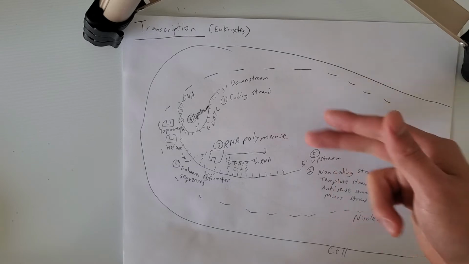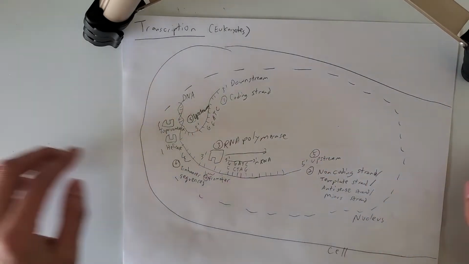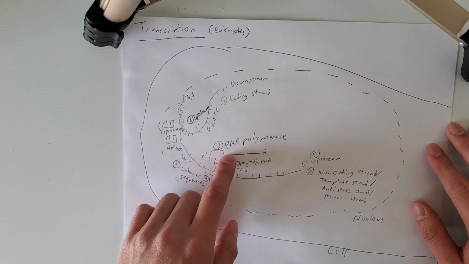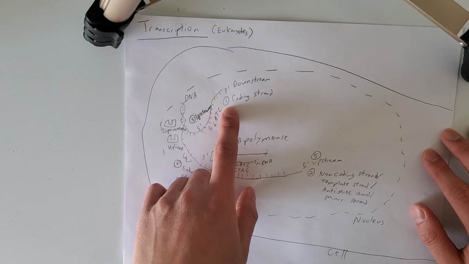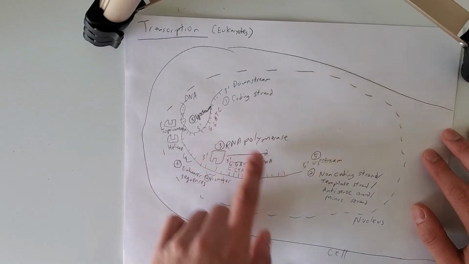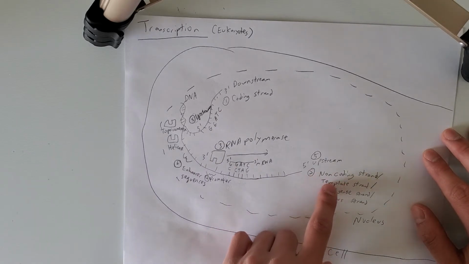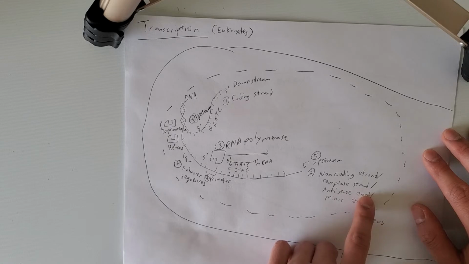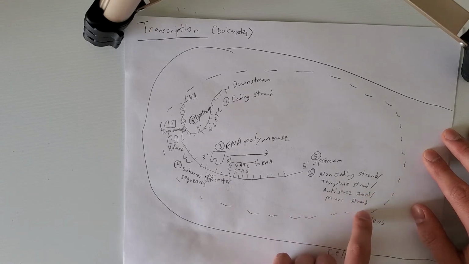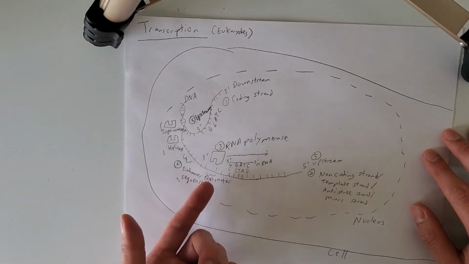Why coding strand and non-coding strand? So the DNA has two strands. Coding strand is the actual instructions that DNA wants to pass on. Non-coding strand is also called the template strand. It's also called the antisense strand, and it's also called the minus strand. So why does it have so many different names?